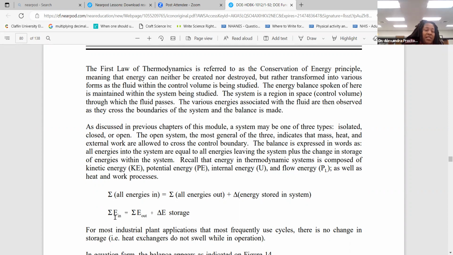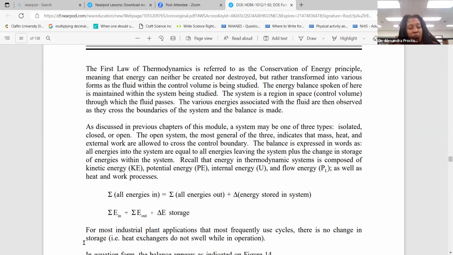This Greek letter here is sigma, and it's just used to indicate we add everything up. And delta is usually when we do final minus initial. So the sum of all energies in is equal to the sum of all energies out, plus, for delta, we call it the change in energy stored in the system. So they're represented by sigma E in is equal to sigma E out plus delta E storage, okay?